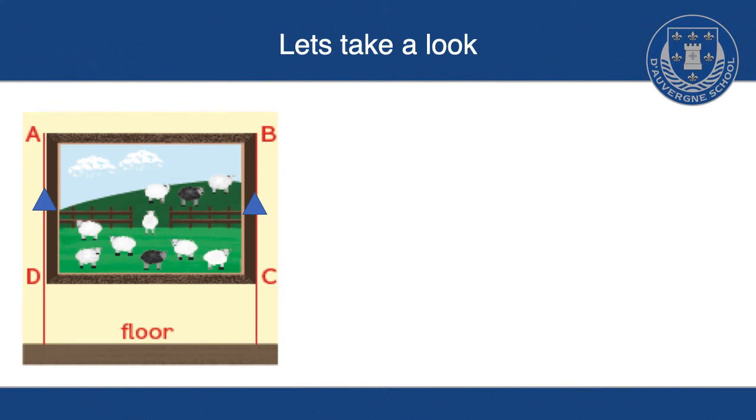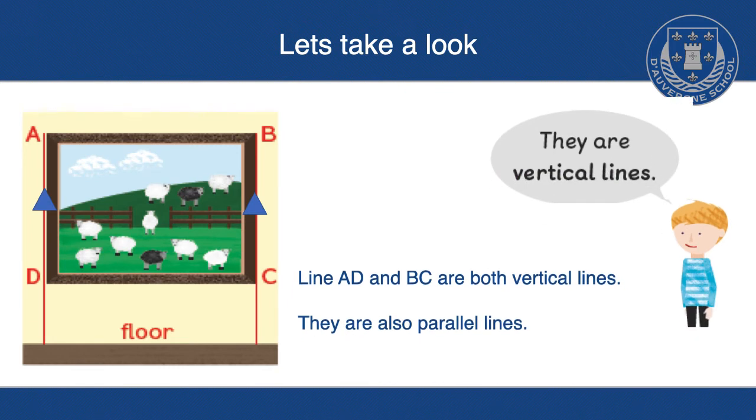But not only that, I can say that they are vertical parallel lines because they are going up, not across. So I can say that line A and D and B and C are vertical lines that are also parallel to one another.